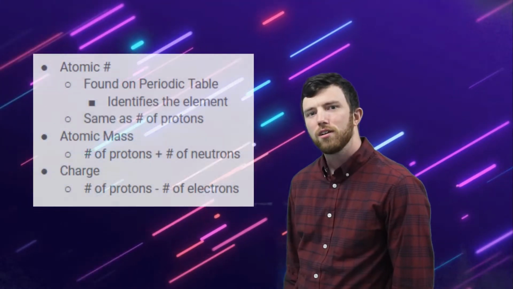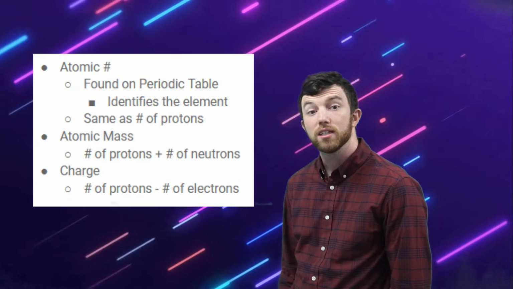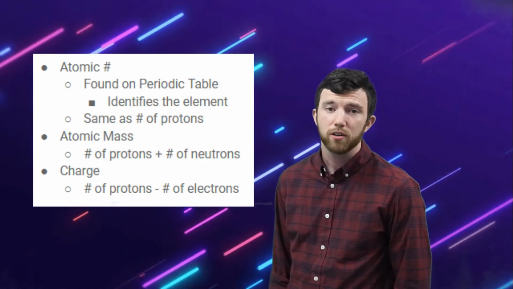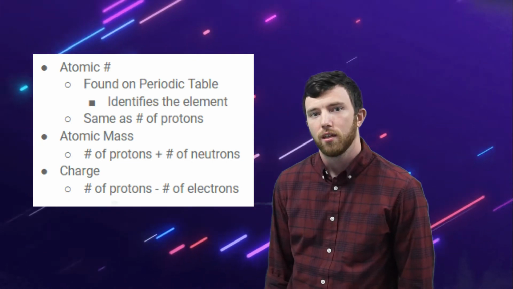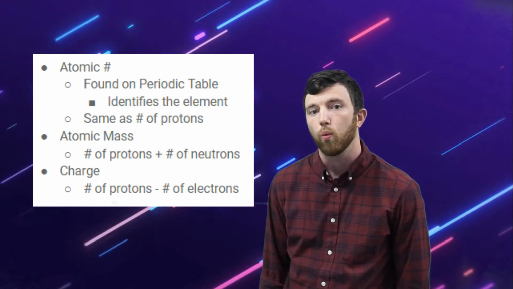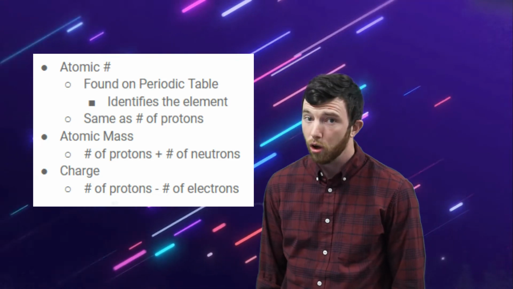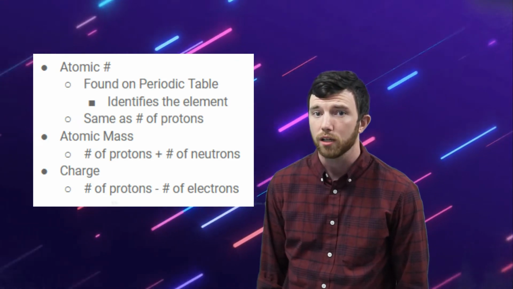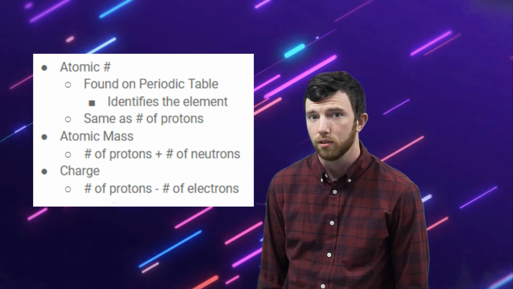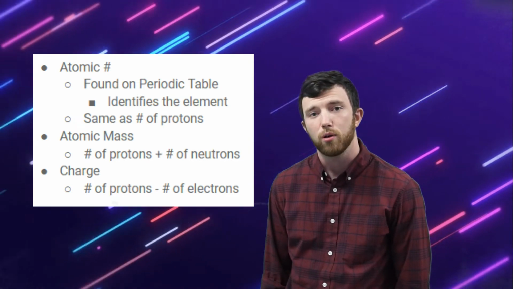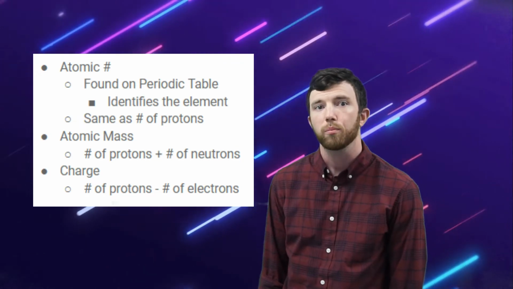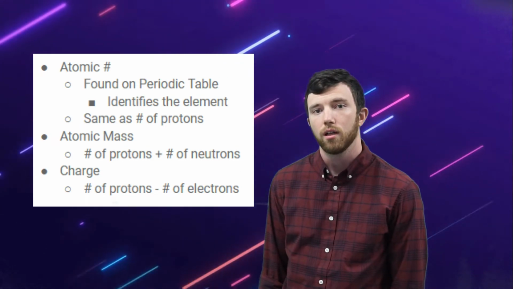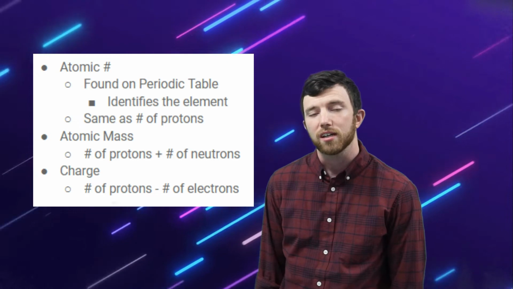When it comes to numbers that deal with atoms, we have the atomic number, which is found on the periodic table, and it identifies the element. The atomic number tells us what element is present. It is also the number of protons. For example, if an atom has 6 protons, its atomic number is 6. If we look on our periodic table, element number 6 is carbon.